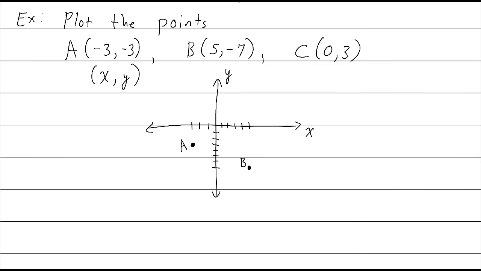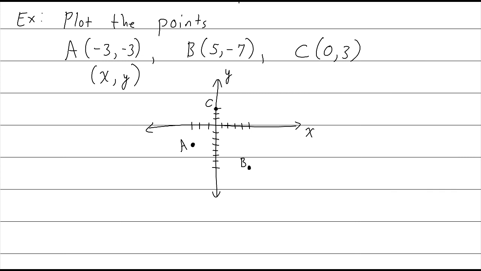Okay. And then point C, 0 for x, which means left and right, not going anywhere. I'm staying put. So 0 for x. Y is 3, which is a +3, so I'm going to go up 3 spaces. So not going left or right, staying in the middle, and then going up 3. I'm right here on this y-axis. So there's my point C.